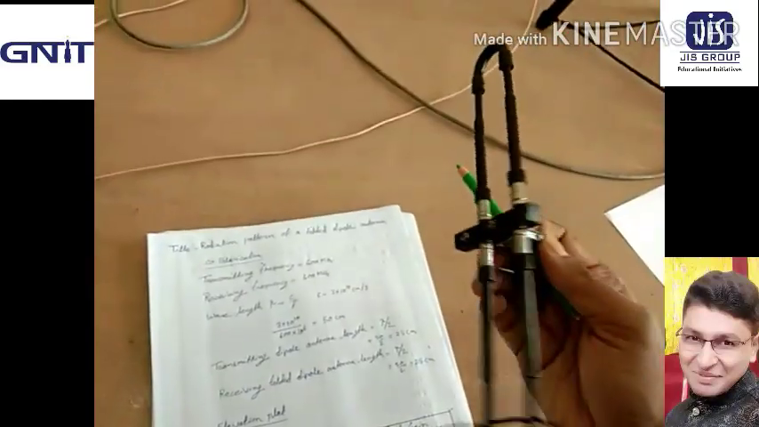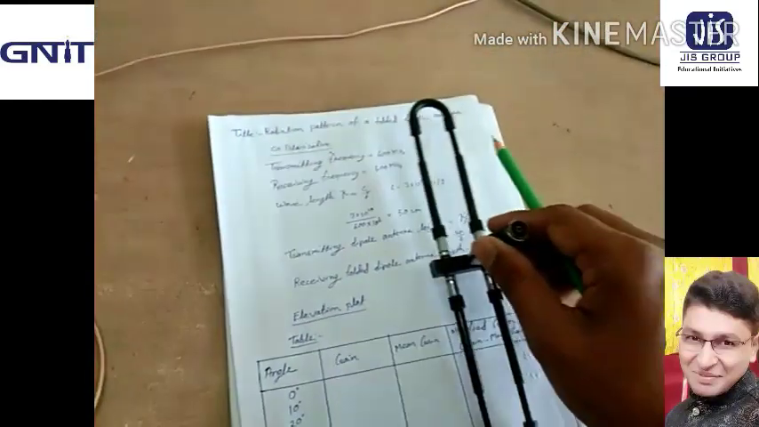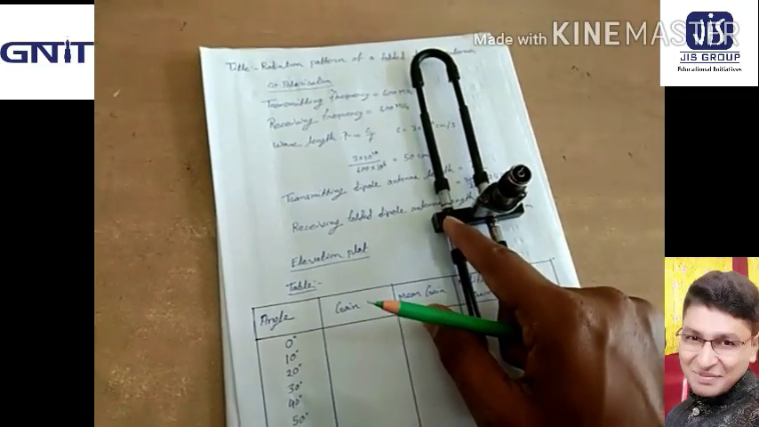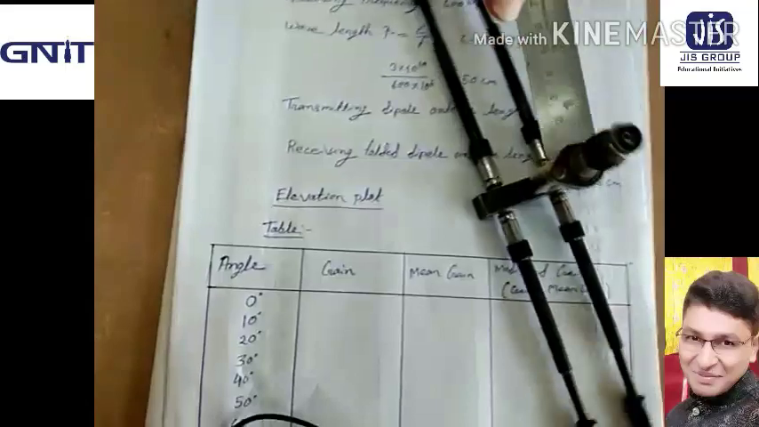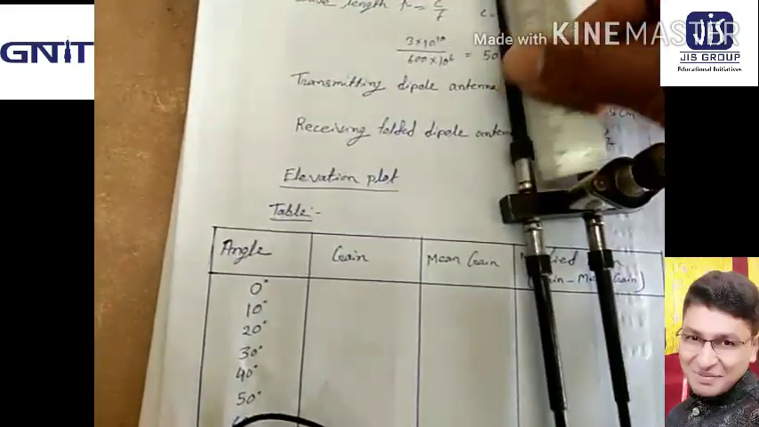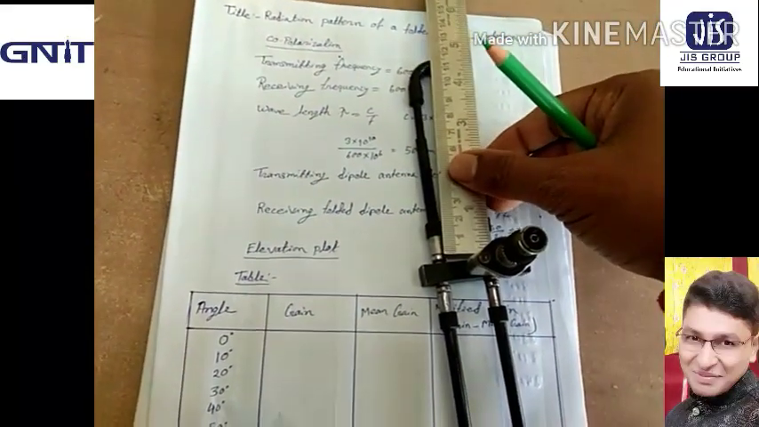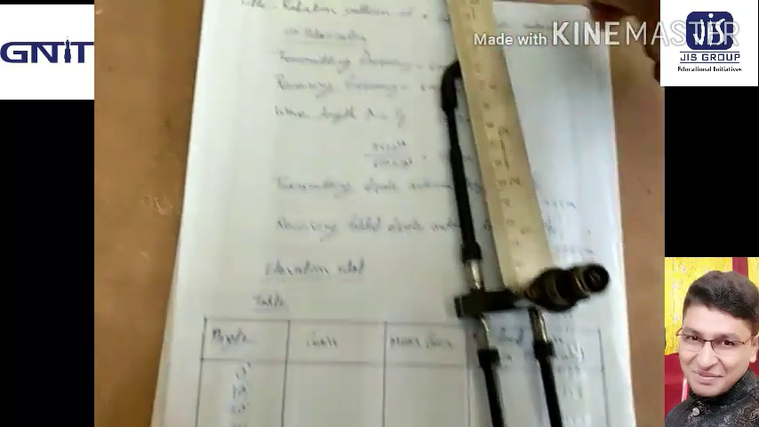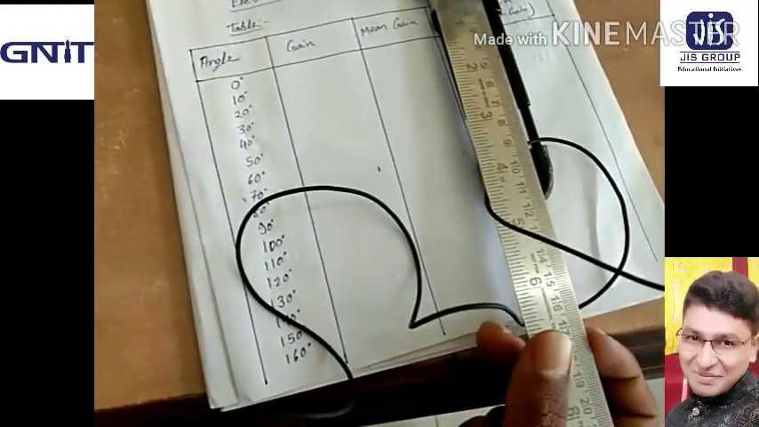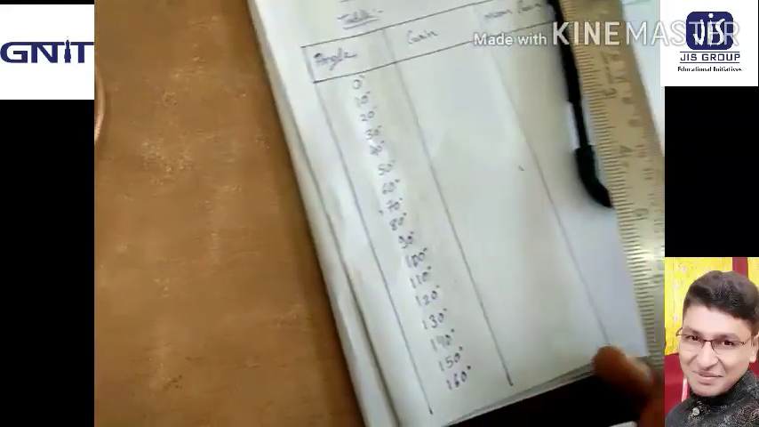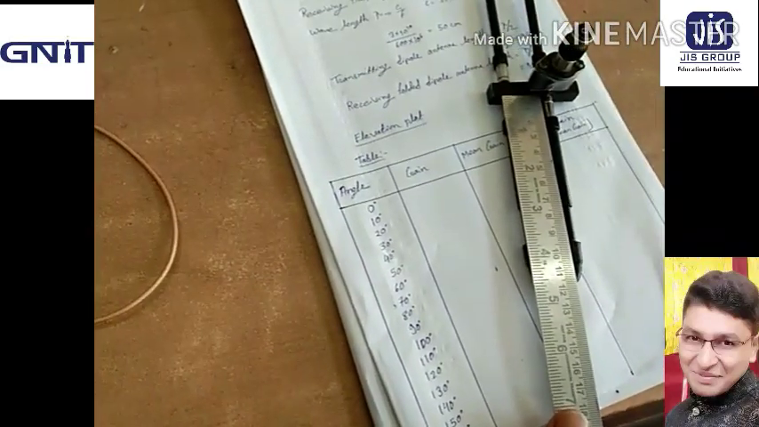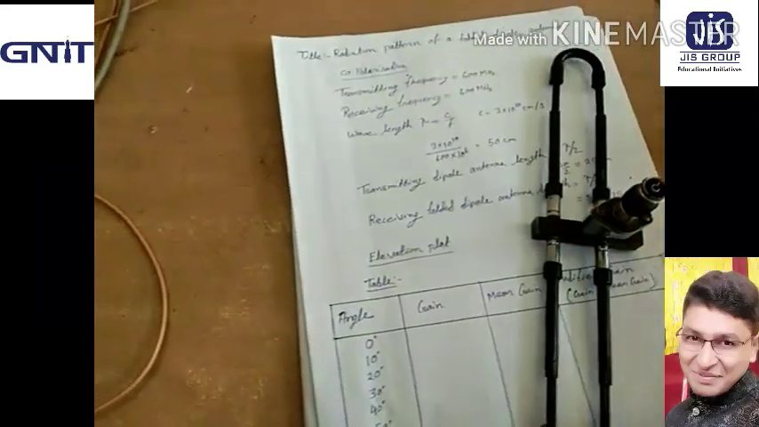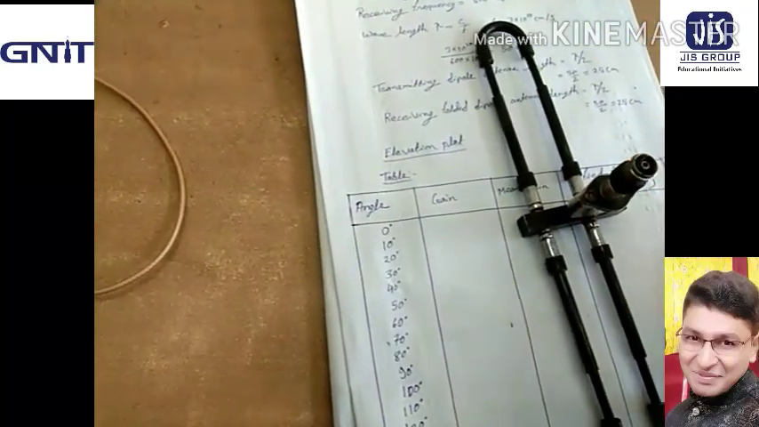This is our folded dipole antenna and this is called the feed. The feed is 1 centimeter. Each side of the antenna is 12 centimeter. This side is 12 centimeter and this side is 12 centimeter. 12 and 12 is 24, and the feed is 1, so the total is 25 centimeter.